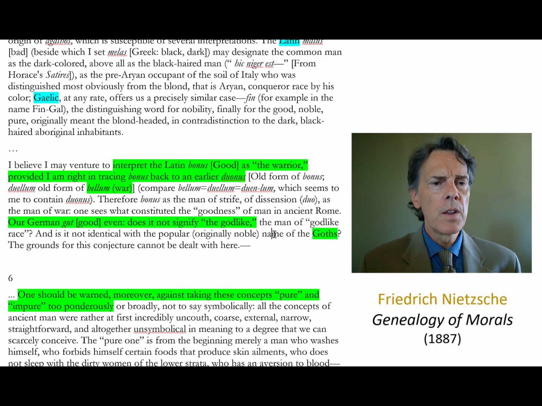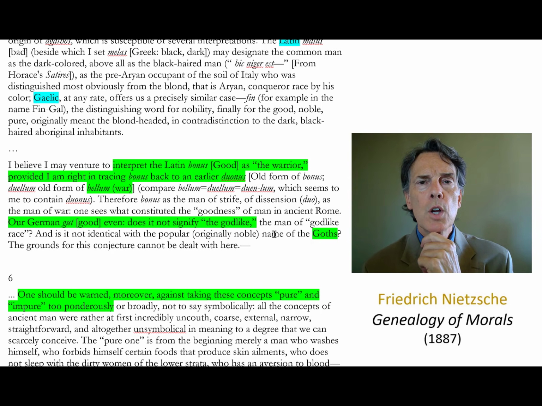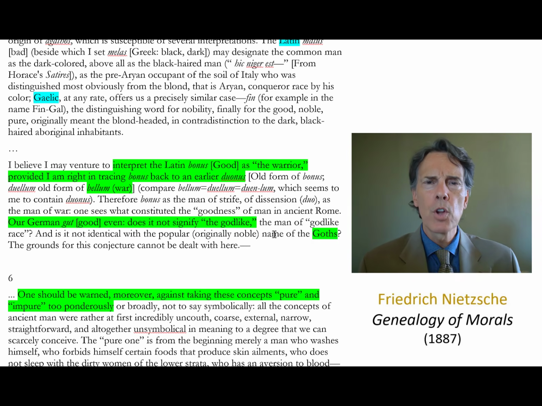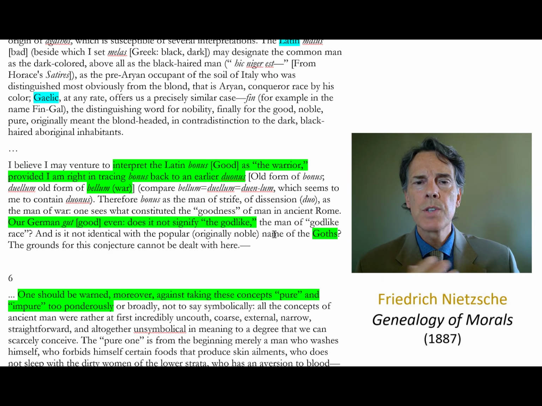And then an interesting other suggestion, connecting the German word for good, gut, right, close to the word for God or the godlike, and then also the Goths, so making a possible connection there, that the Goths gave themselves a certain kind of label. We are the special people, and they are a people who prize power, warlikeness, and so on.